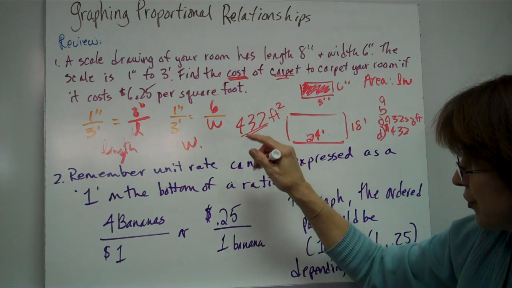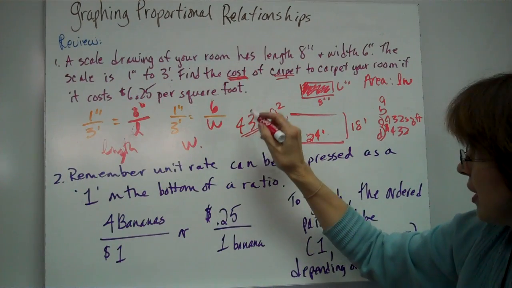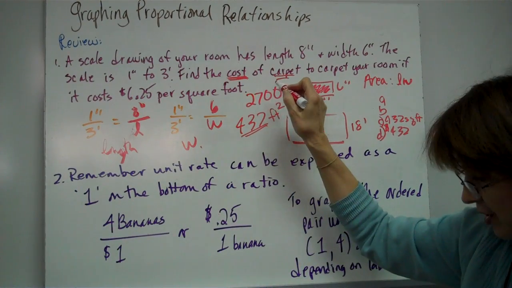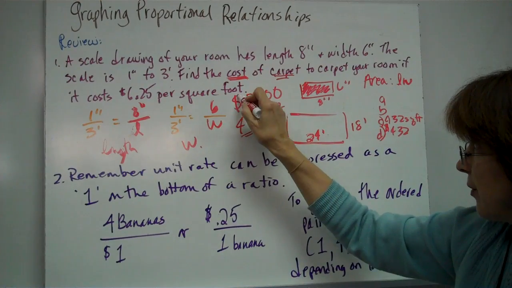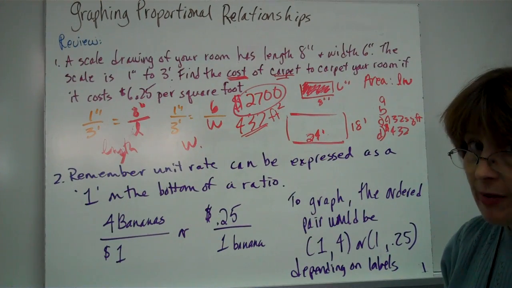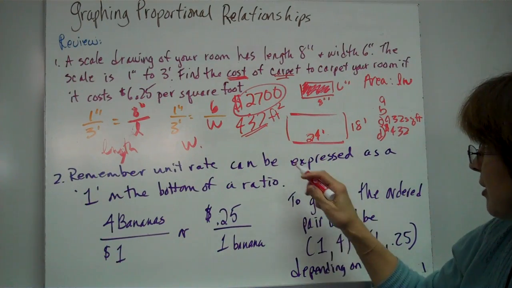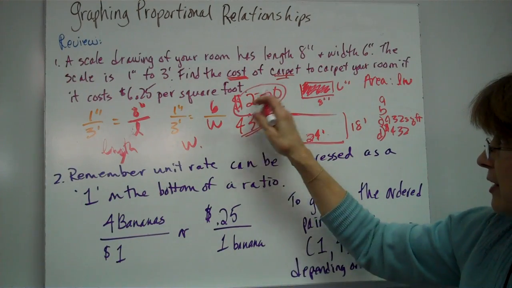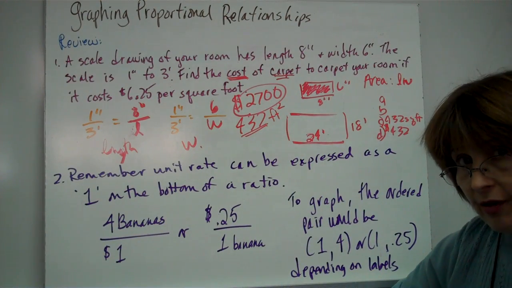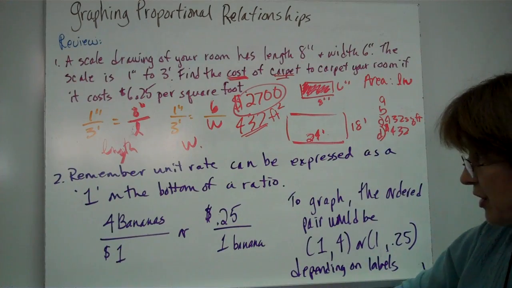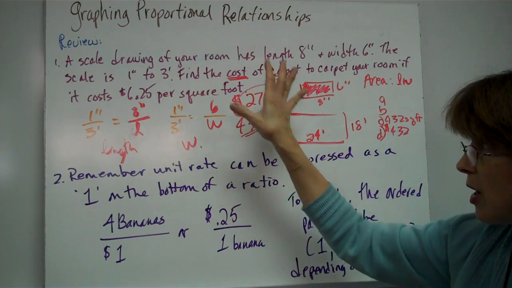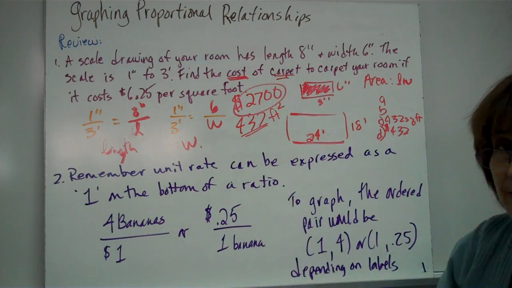So when you do 432 times 6.25, you get $2,700 is what I got when I did it. So that's a very expensive carpet in your room, which is very big, by the way. Most rooms are not that big. But that's $2,700. That would be your final answer. And hopefully they'd have that as one of your selections. Okay, it's a little review. It's a big problem that involves a lot of steps.